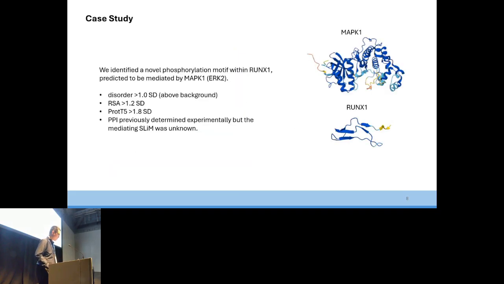Some case studies: RUNX1 is a transcription factor used in blood cell production. We find a motif on the end of the RUNX1 protein with its partner kinase, MAPK1. All the scores are at least one standard deviation above, and Gibbs sampling works very well to find this new motif. This is also a protein known for its role in leukemia.